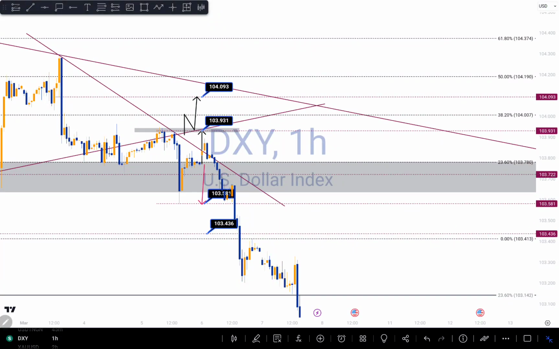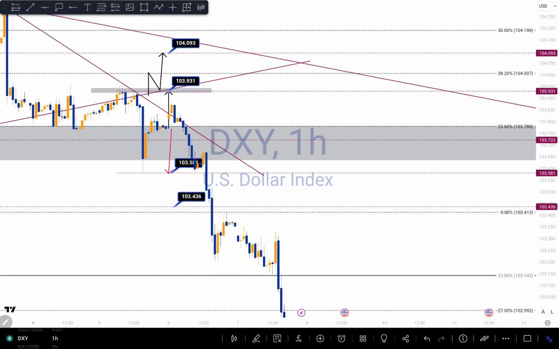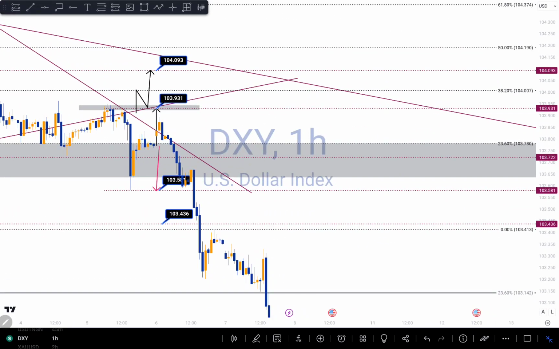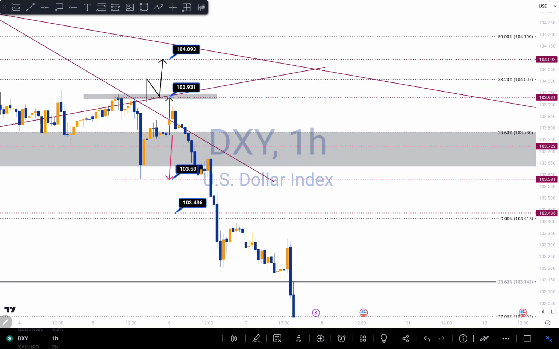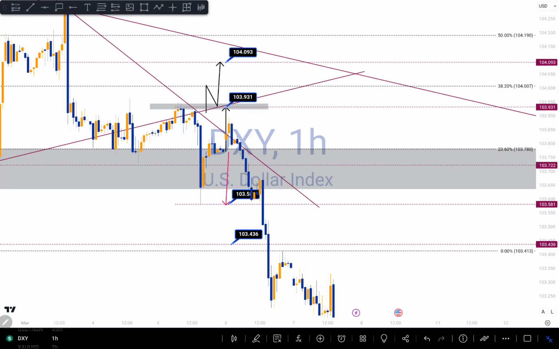Hi guys, so this is my analysis update on the XY guys. What am I expecting on the XY? So before I do today's analysis on the XY, I would like to do a quick recap based on my previous analysis. So what was I expecting on the XY? I was expecting two ways on the XY.